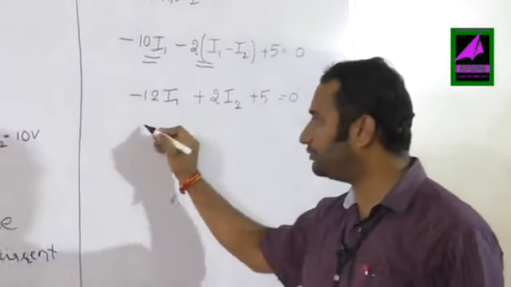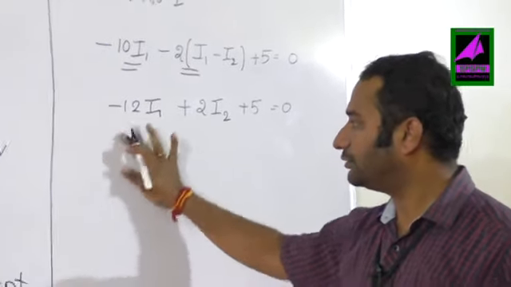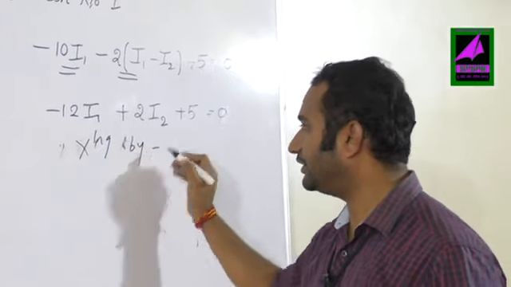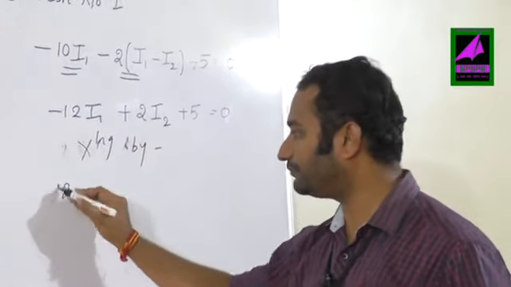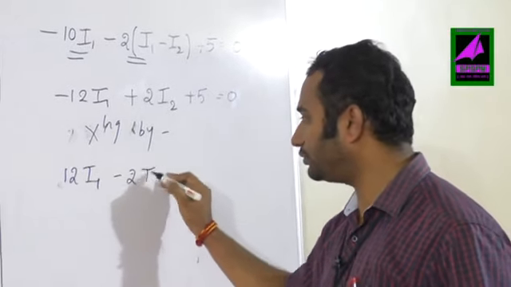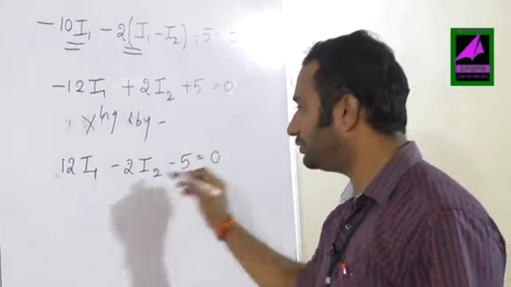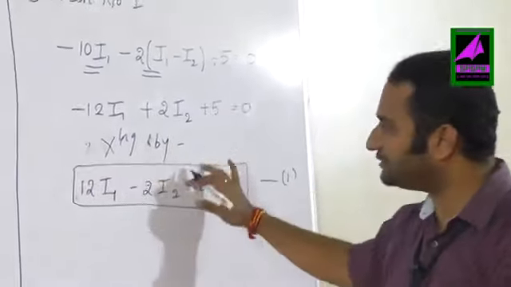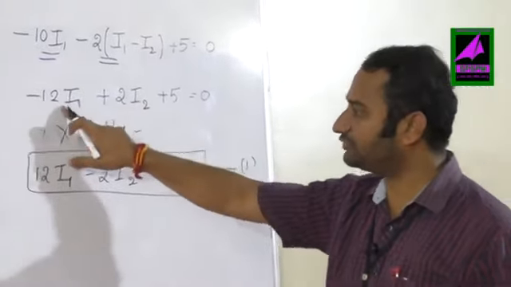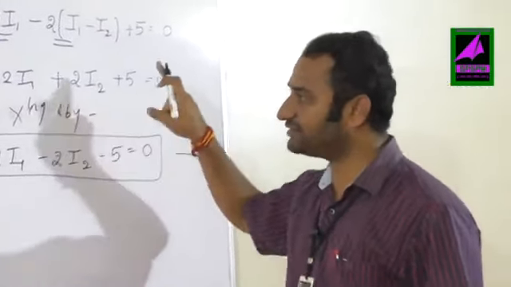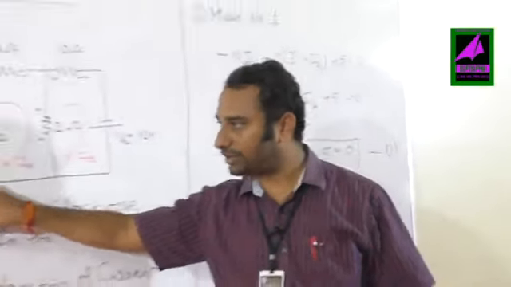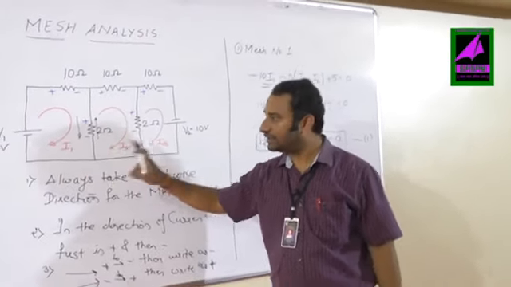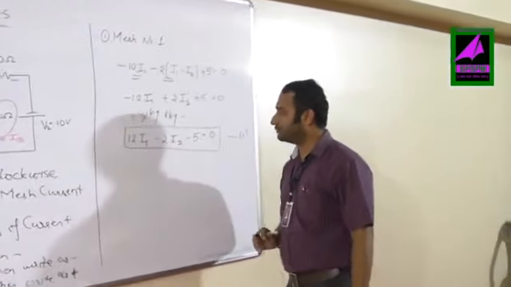So this equation, if I try to multiply it by minus, it becomes 12i1 minus 2i2 minus 5 must be equal to 0. Now this is what we will call equation number 1. This is not a compulsion part. We can solve the same question by this equation also, but just for the sake of knowing about which mesh I am talking, we will try to take that current as positive. About which mesh I am not writing, we are trying to put all the currents in terms of negative.